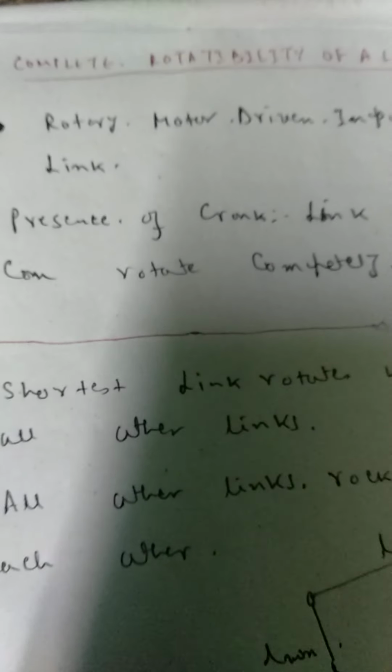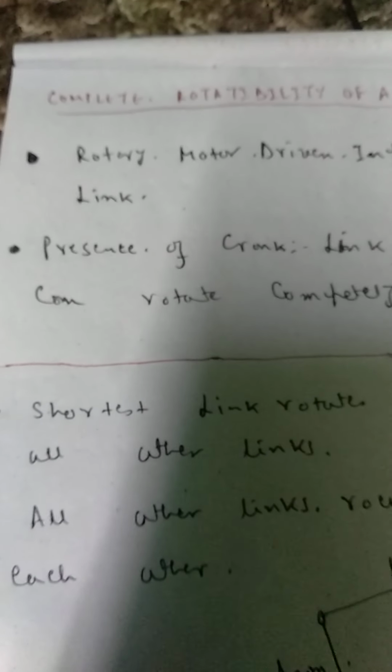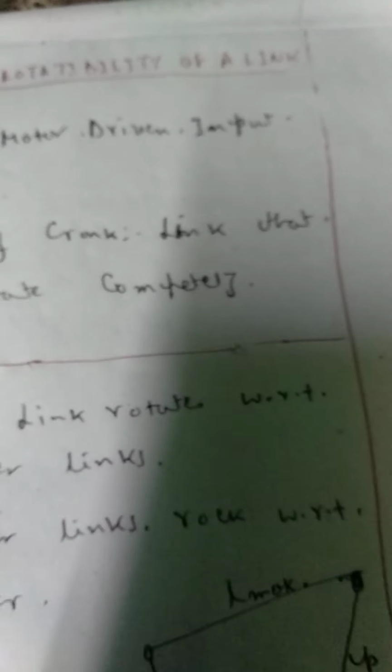So in a 4R Grashof's chain, as you can see, the shortest link rotates with respect to all the other links, and all the other links rock with respect to each other. So this link with respect to this link, they rock with respect to each other. Okay, so we have studied the 4R chain, Grashof's 4R chain.